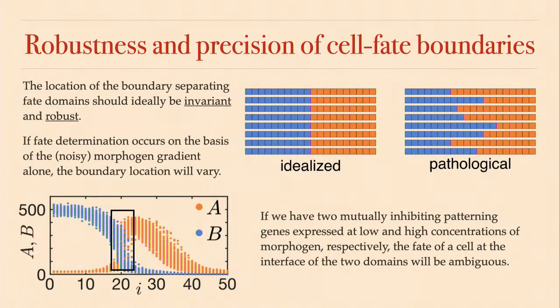But we know that this is not what happens in most cases. In most cases, you get this, right? So how does the embryo ensure that you're having this robust outcome time and again? That's what we're looking at.